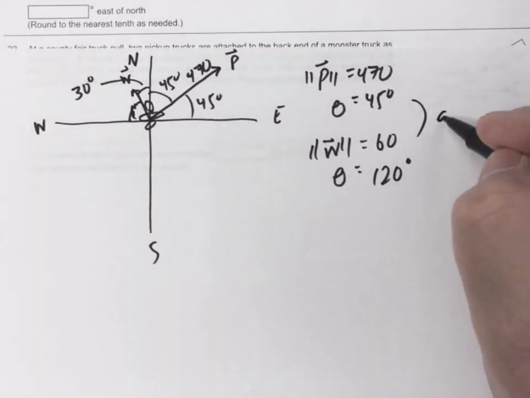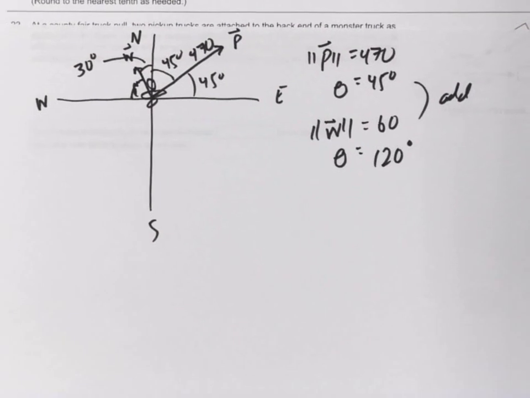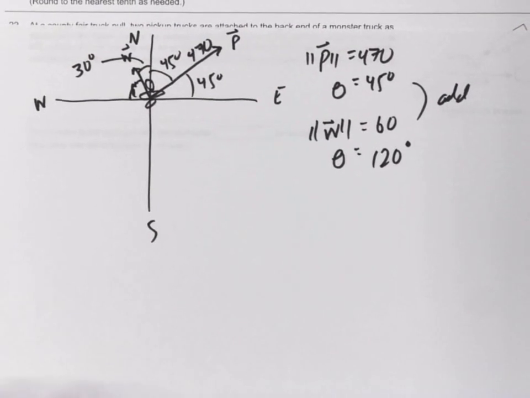I now need to add these two together. It's just like the last problem. I'm going to have to convert them to the IJ form and then add them together. After you add them together, you have an answer in IJ, but then I have to convert IJ back to magnitude and degree. So it's going to be a fair amount of work.